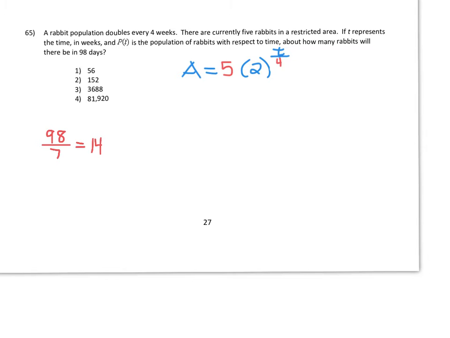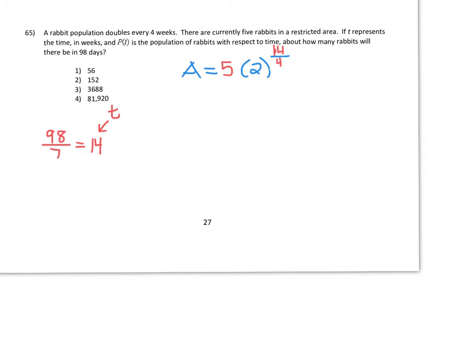Okay, so this is representing the time that has passed. I'm going to replace that in the formula with 14. All right, so it looks like we have numbers for everything on the right-hand side of the equation. So we could just plug this in our calculator. You could type in 5 times 2 to the 14 divided by 4 power, okay?